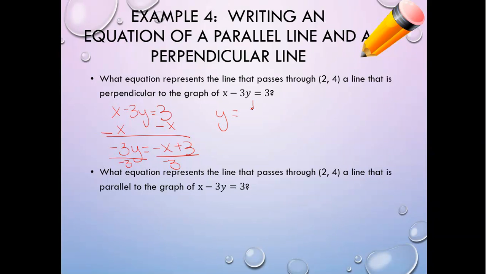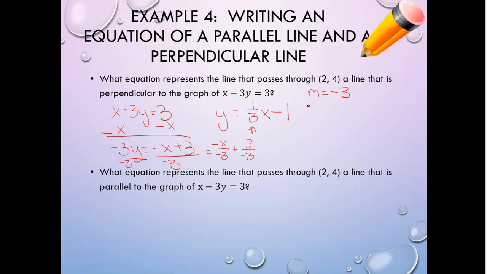So y equals 1/3 x minus 1, right? Because technically I can make this negative x over negative 3 plus 3 over negative 3. So that will combine to make this. When you have an x over a number, it's just 1/3. So I have 1/3 x minus 1. So now I get to steal my slope, but I want something perpendicular. So my new slope is going to be negative 3.